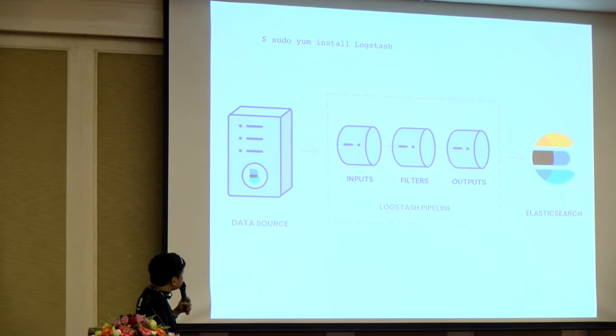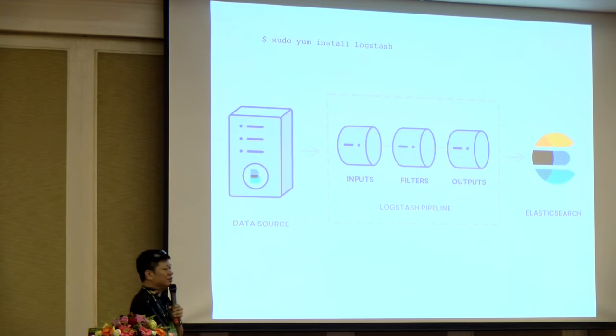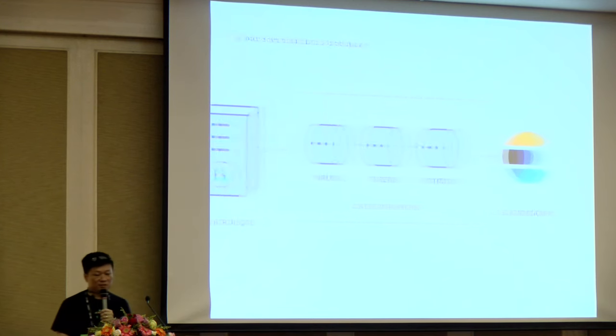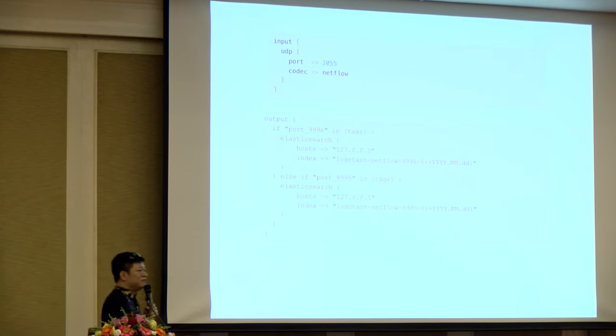Logstash. So this is the data source. This is Logstash, how it actually processes the information. For example, we are using NetFlow. The data from the NetFlow goes to the inputs. Filter it, any information you don't want, throw it away, or if you want to add information, then output to Elasticsearch. Configuration, you see? Very simple.